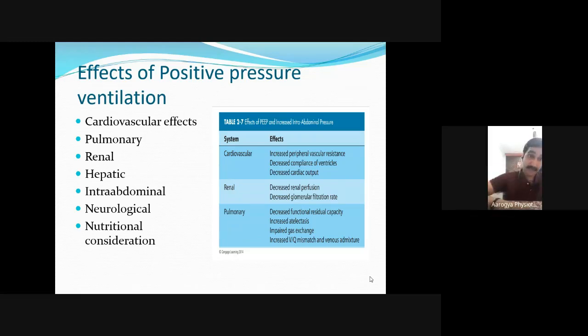The last I've written is the nutritional consideration. As I've said, the energy expenditure of the patient on a mechanical ventilator is very high. When the work of breathing is more, then the nutritional demand is more. So nutritionally also the patient has to be given an optimal diet, whether it's from a Ryle's tube. Still, the patient needs a good amount of nutritional consideration.